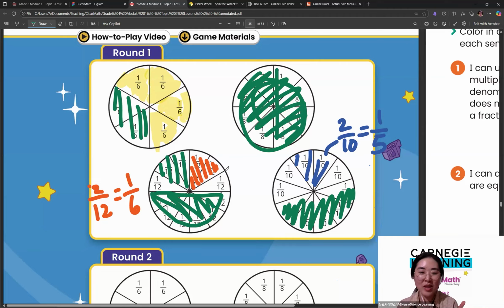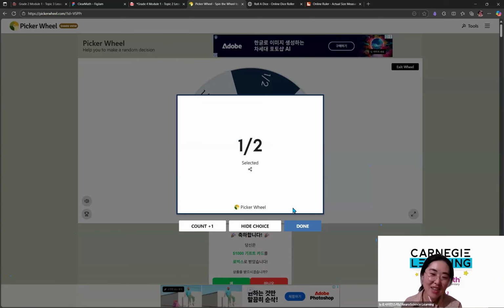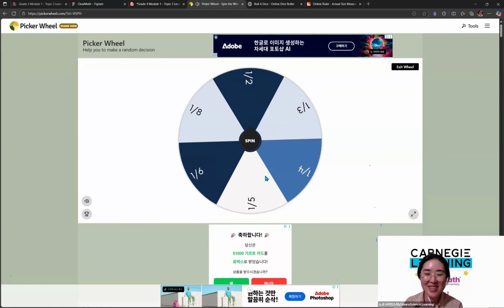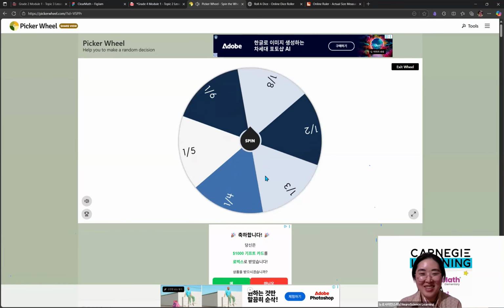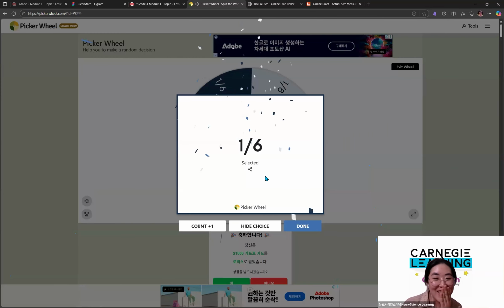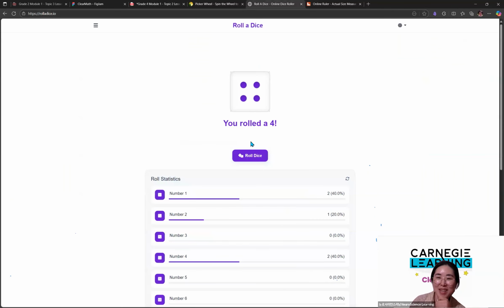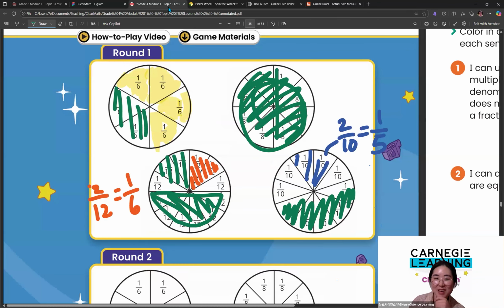You have to spin either 1/6 or 1/5, right? Let's go. Can she do it? Spin the wheel. Oh, please, please, please. Oh my gosh. You did it. Wow. How many of these? Okay, just 2. That means you can't actually shade 2. You can only shade 1.